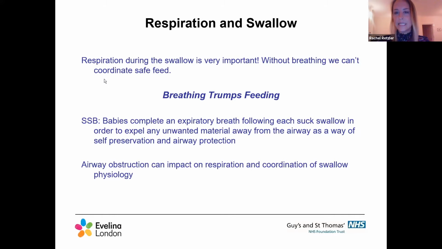When you think about babies and infants, a complete and natural expiratory breath follows their suck and swallow to expel and clear any unwanted material from the airway. It's important to keep in mind with our upper airway ENT population that airway obstruction or limitations can impact on respiration and therefore impact on the coordination of the swallow physiology.